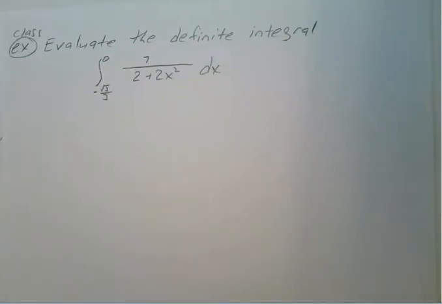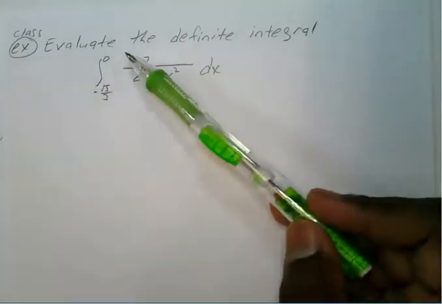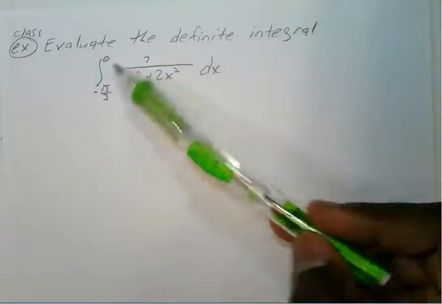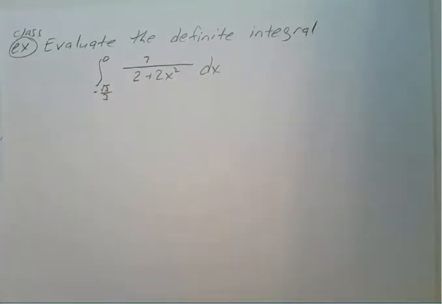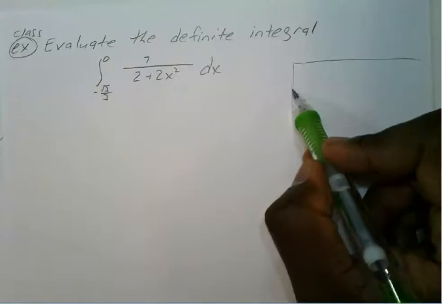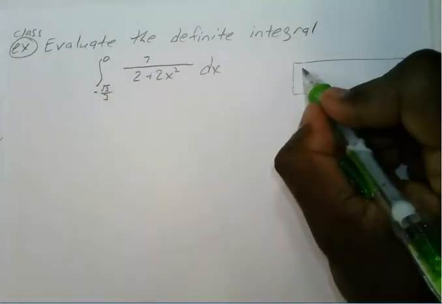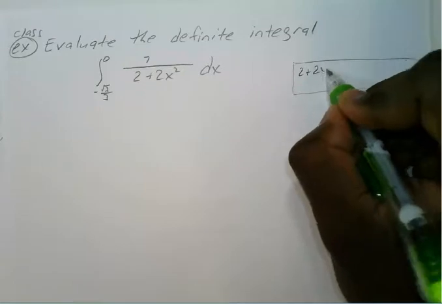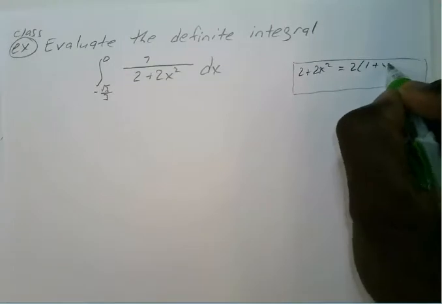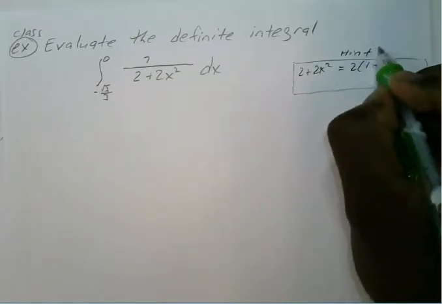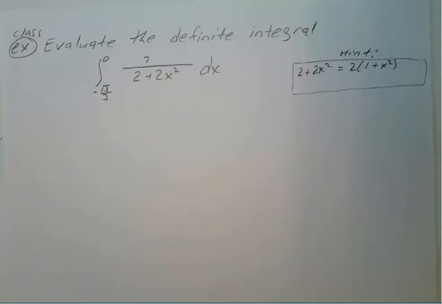Now what if we wanted to evaluate the definite integral? The integral from negative square root of 3 over 3 to 0 of 7 over 2 plus 2x squared with respect to x. I want you to try this one on your own, but I'll give you a hint. 2 plus 2x squared can equal 2 times 1 plus x squared. Go ahead and press pause and try this one on your own.